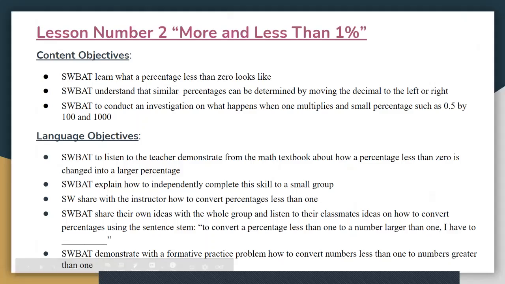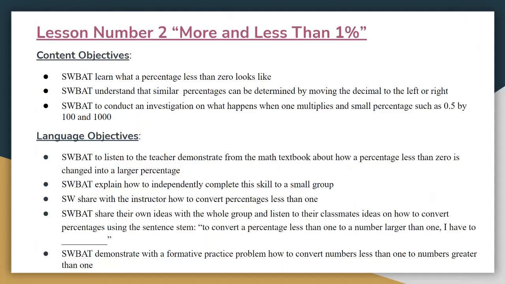Moving on, lesson 2 is titled More and Less Than 1%. The content objectives are: students will be able to learn what a percentage less than 1 looks like. Students will be able to understand that similar percentages can be determined by moving the decimal left or right. Students will be able to conduct an investigation on what happens when small percentages such as 0.5 are multiplied by 100 and 1000.